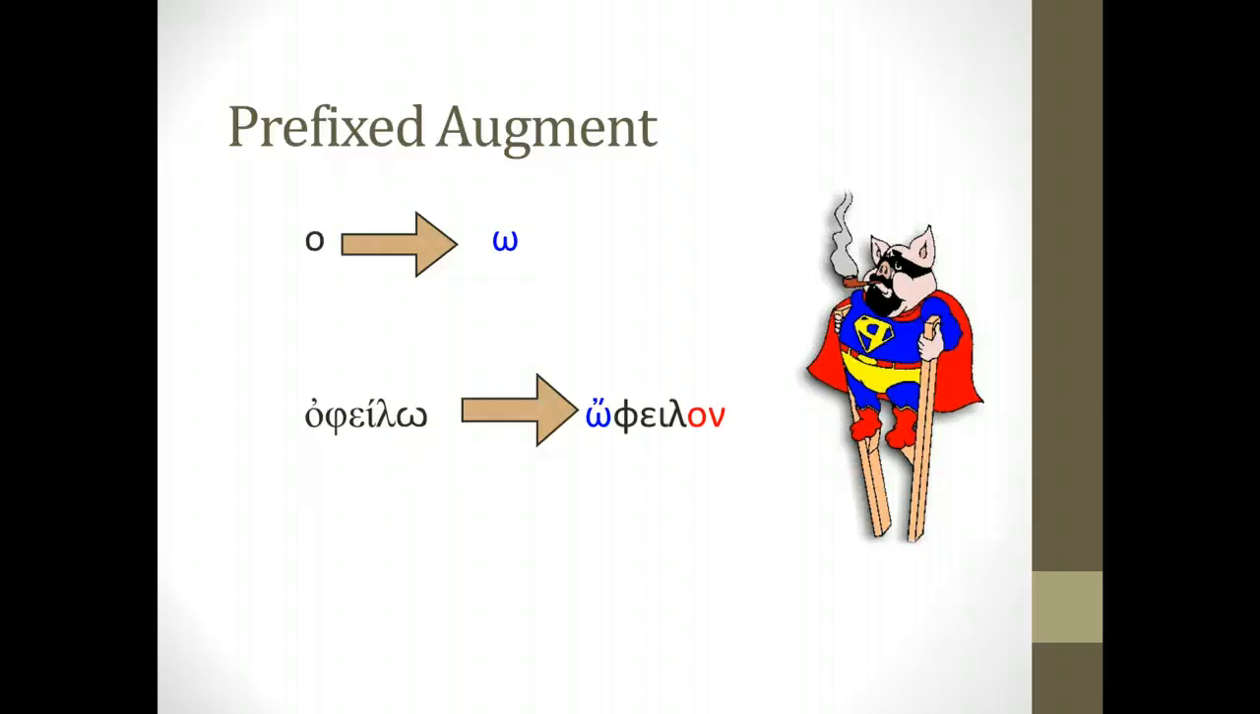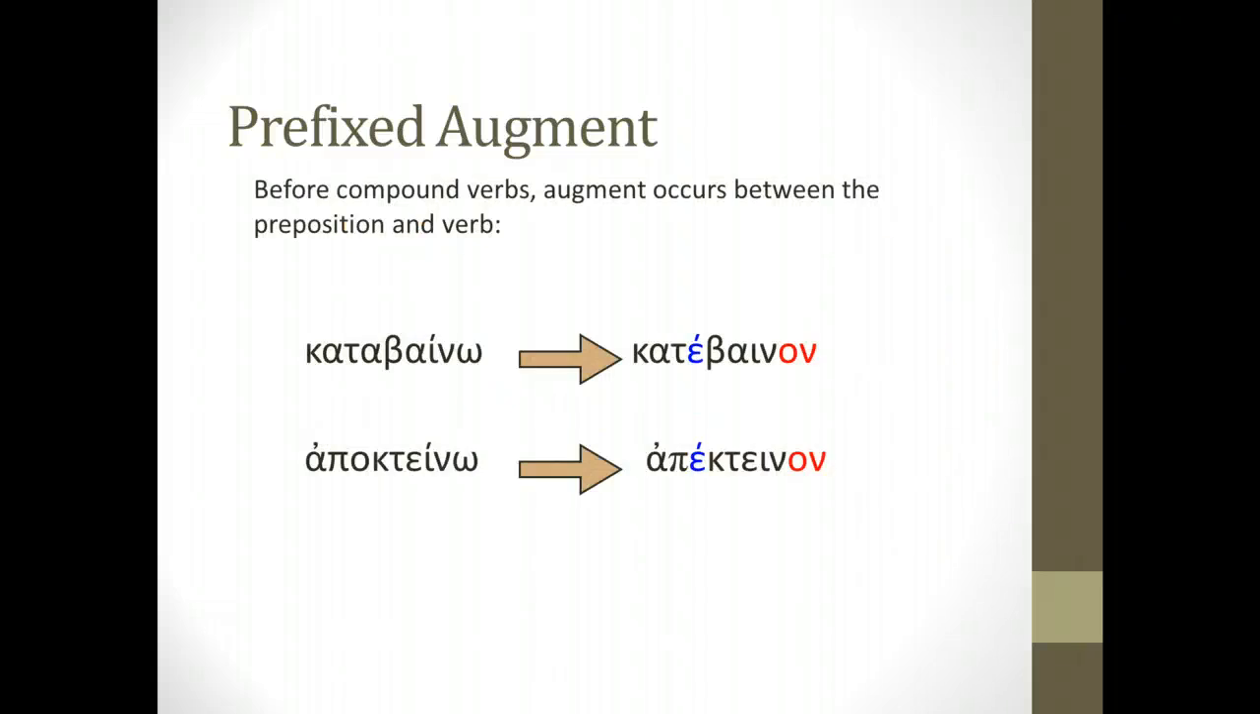Okay. Now, a third way that the prefixed augment will appear is in compound verbs. We introduced you to these last week. These are verbs that have been formed by combining a preposition along with a verb. And so here, on the left-hand side, we have the verb katabino, a combination of kata and bino, which means I go down.